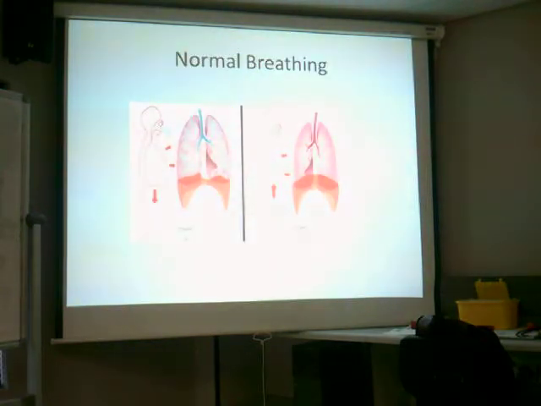Here we can see, when we look at normal breathing, there is a negative pressure inside of the thorax, and positive pressure outside. So basically what happens is, because the pressure is higher on the atmospheric side, air goes into the person's lungs, and when my diaphragm and my intercostal muscles recoil, the air is forced out, the pressure changes again, and I exhale.